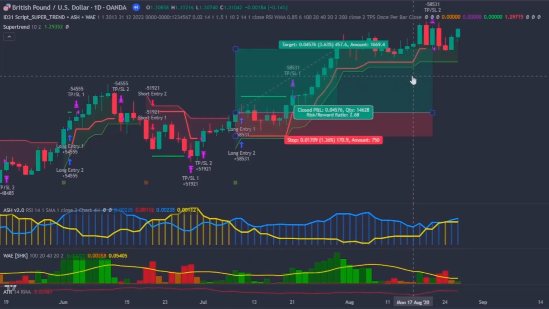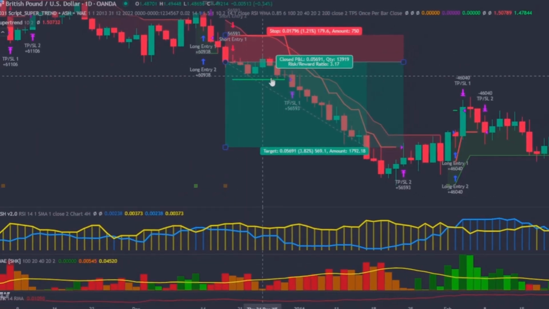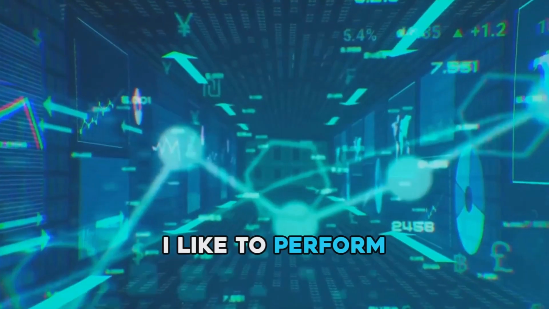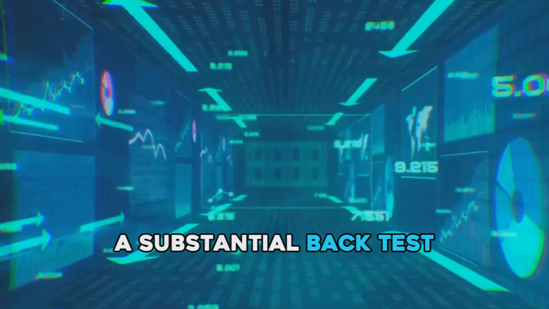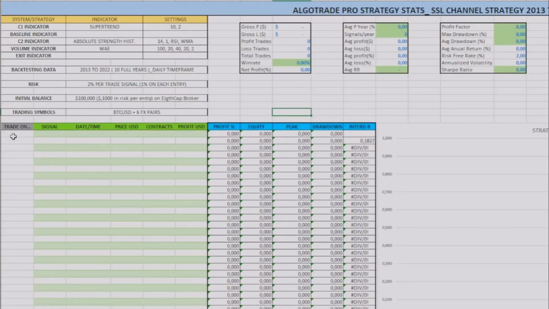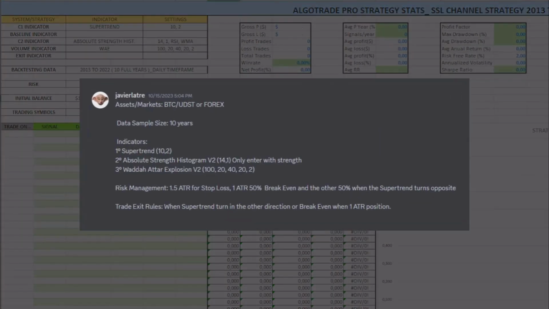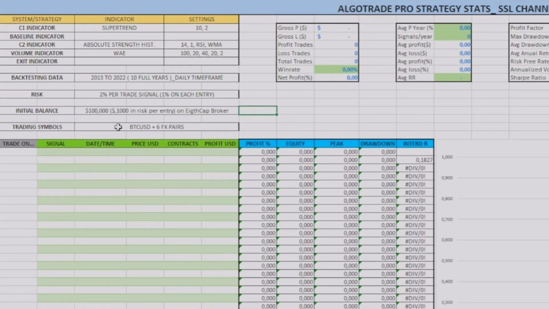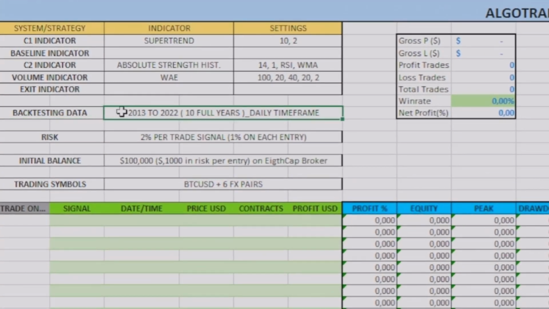But wait, we've just scratched the surface with 2 examples. As I told you previously, to see if any strategy is a winner, I like to perform a substantial backtest. Let's dive into it. I will apply this strategy based on some of the requests of my subscribers. So on the daily time frame of Bitcoin and some popular forex pairs across different currencies, in order to achieve balanced results, I will be using the data sample from the last 10 years.